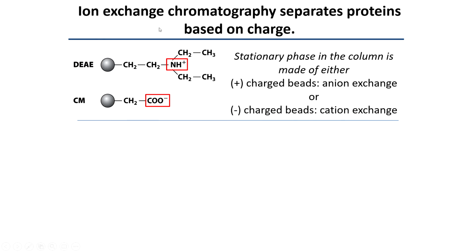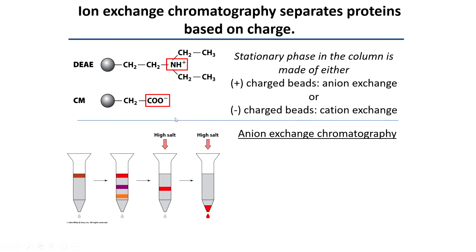The column chromatography method that separates proteins based on charge is ion exchange chromatography. In the stationary phase of the column, we have either positively charged beads or negatively charged beads. The positively charged beads tend to be these beads called DEAE, and they are going to bind to and interact with negatively charged proteins moving through the column. The negatively charged beads are going to bind to and interact with positively charged proteins moving through the column.